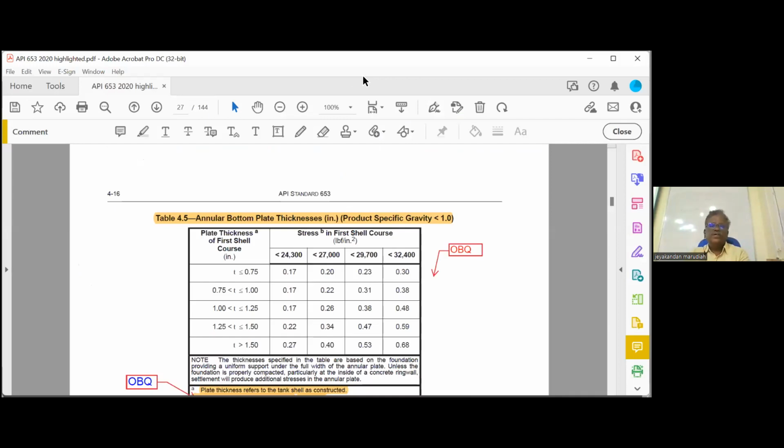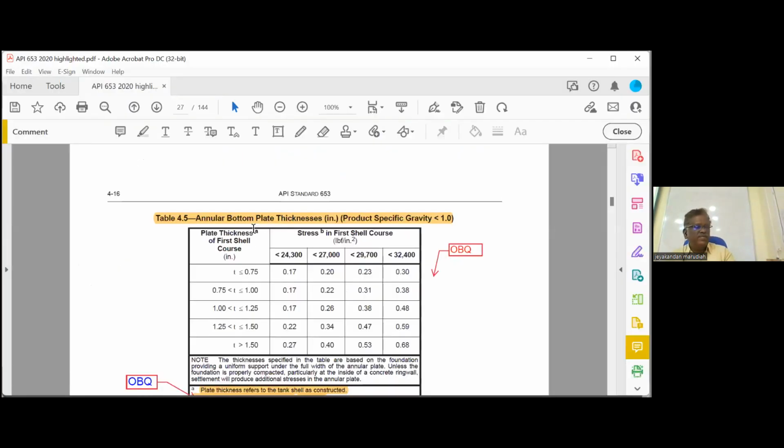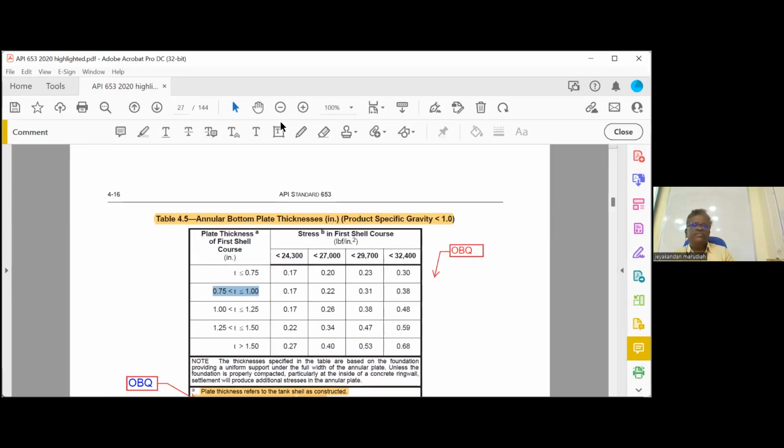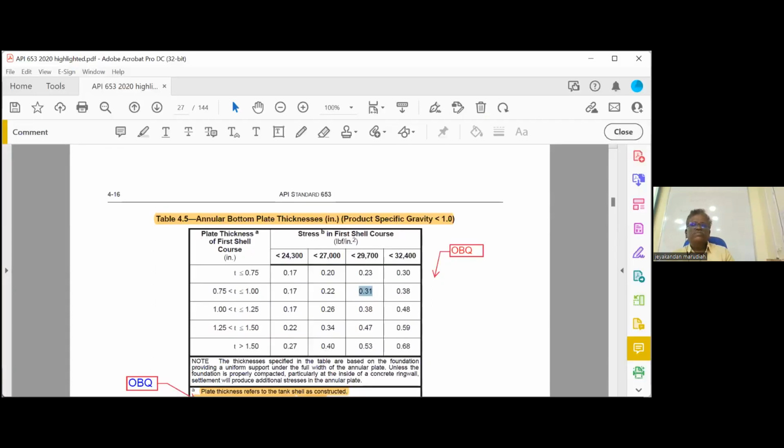So I will display the question. The stress is 27,850 psi, and the table value is 0.31. How do you answer 0.31? You can see it is given 7/8, which is 0.875, so it will come here, and the stress is given as 29,310. So 27,850 is less than this one, 29,310. Okay, sir, thank you.